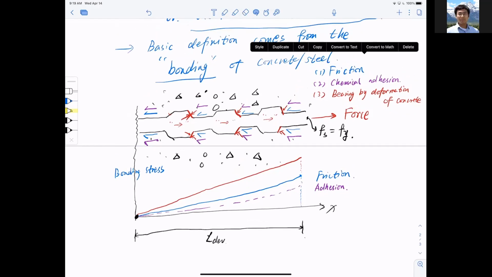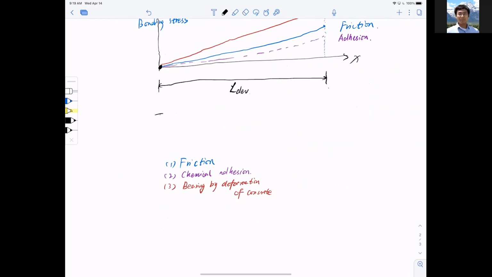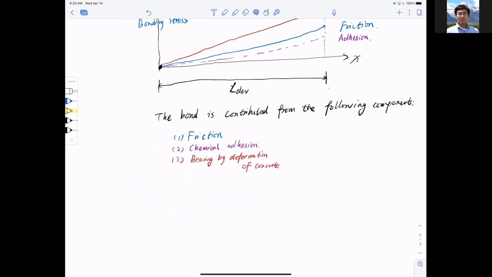The components of the bond. So we will say that the bonding stress is contributed from the following very important components: friction, chemical adhesion, and bearing. And you need to know that this will show up in the exam.